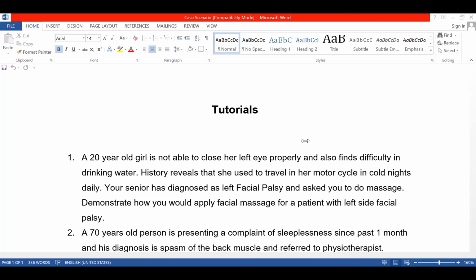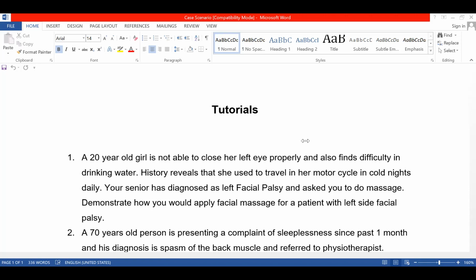Okay, so next question: if there is pain in the neck region, do we need to give effleurage in the neck region alone? Here, pain in the neck region means you need to see whether it is in the shoulders or whether it is in the upper back. If it is in the upper back, then you need to give to the whole back.